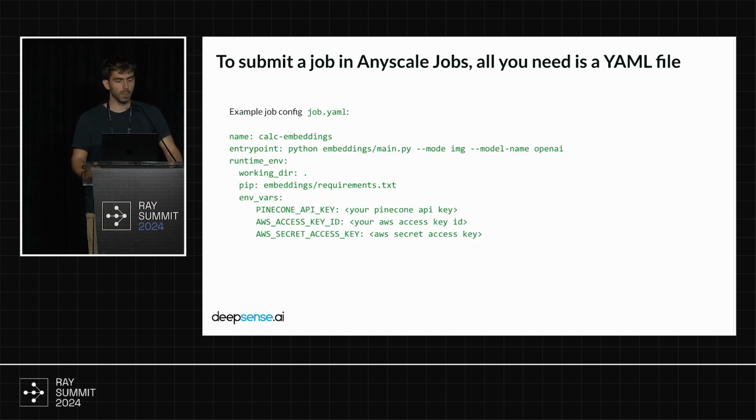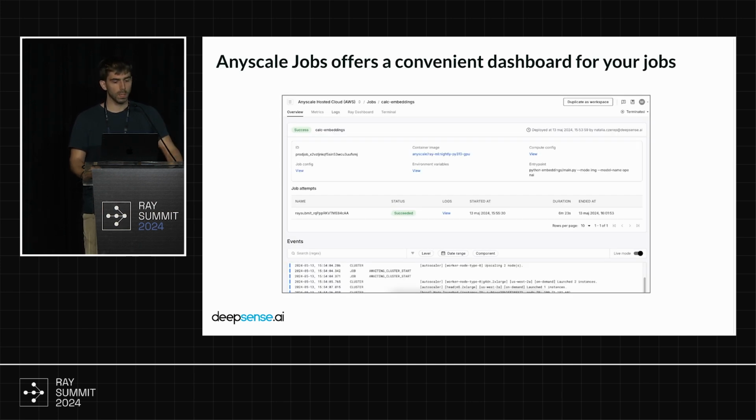Running an Anyscale job is very, very easy. All you need to do is to prepare a configuration file in the YAML format, which can more or less look like the one on the slide. What's also useful is that you can then conveniently track your job in the platform. You can check its status, related logs and metrics there.